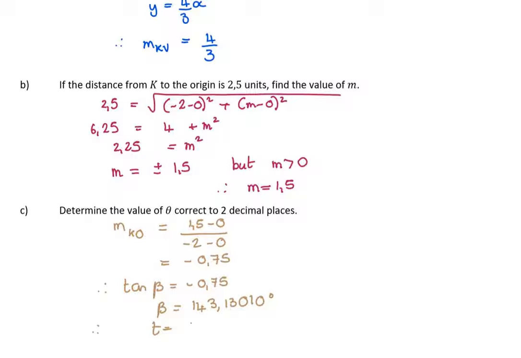Now, because you've labeled T on your diagram, you don't have to introduce it. Your examiner will look at your diagram. So I get a value of T of 36,86989. I think that's enough decimal places.